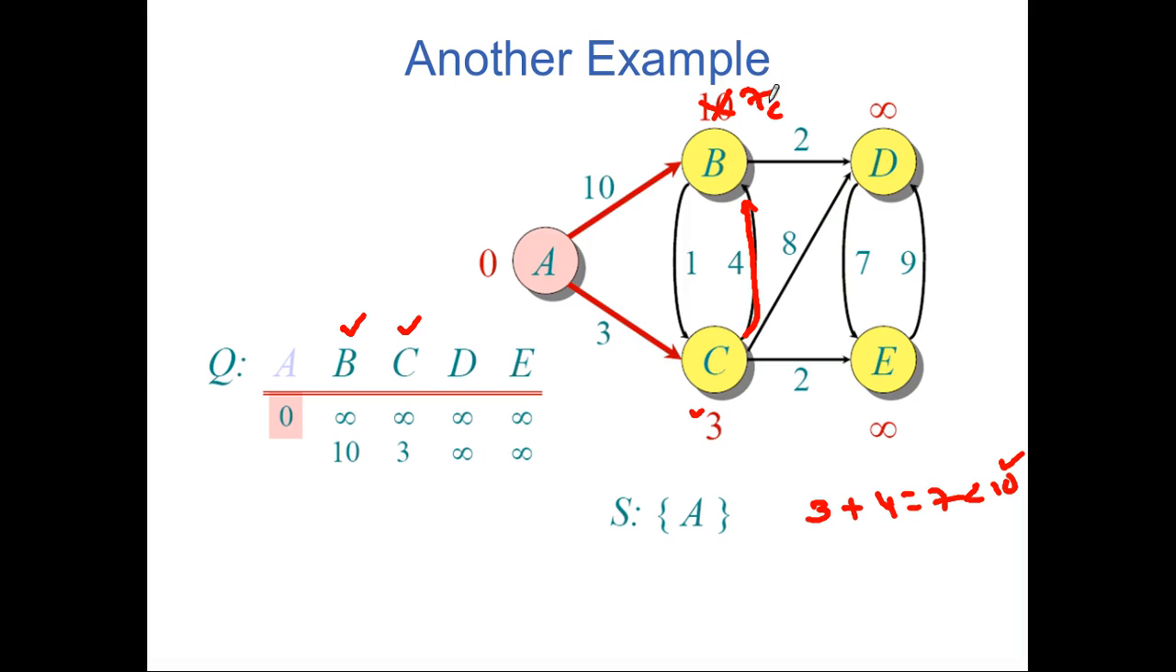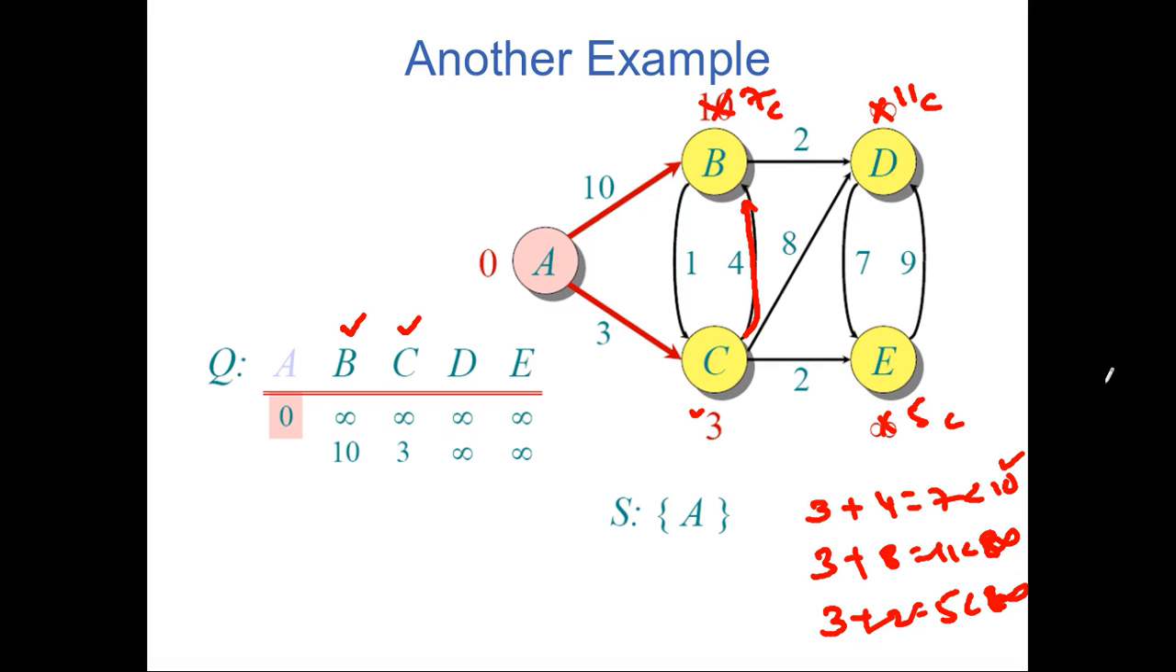Okay, then this implies that cost of reaching this is 7 via C. Now let us look at another edge, so C to D. So cost of reaching C is 3, plus cost of reaching C to D is 8. 8 plus 3 is 11 for me, which is less than infinity. So 11 gets updated here via C. Another edge which I have is E. So cost of reaching C is 3, plus cost of reaching C to E is 2, which is 5. Okay, 5 is less than infinity. So here what will happen is this gets updated to 5 via C.